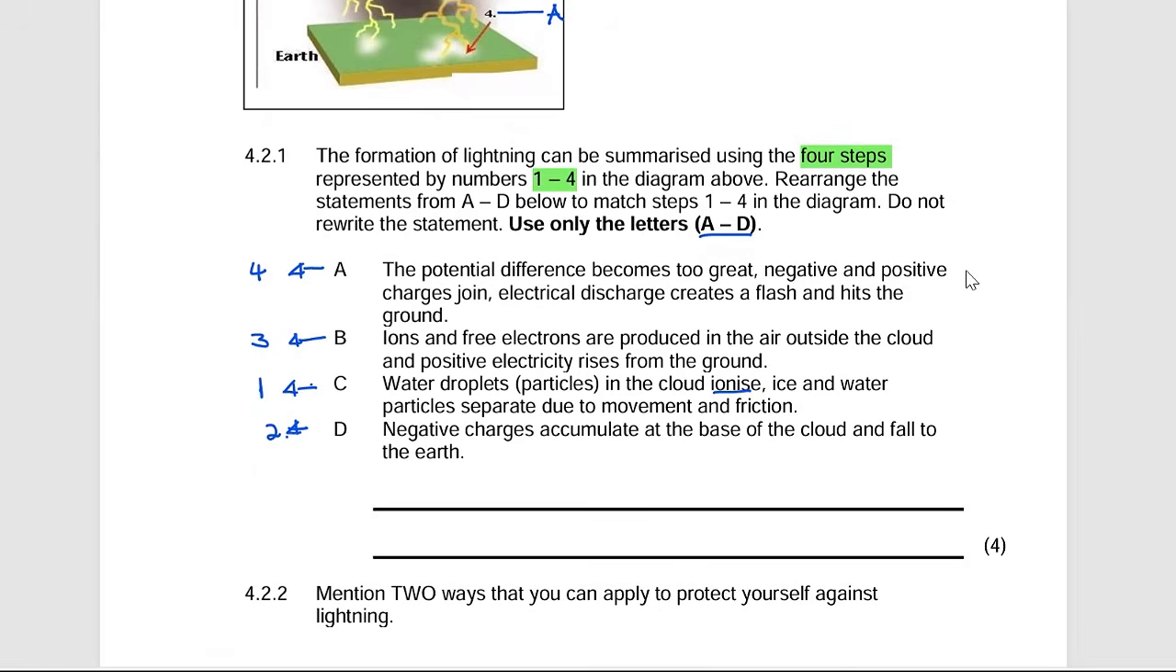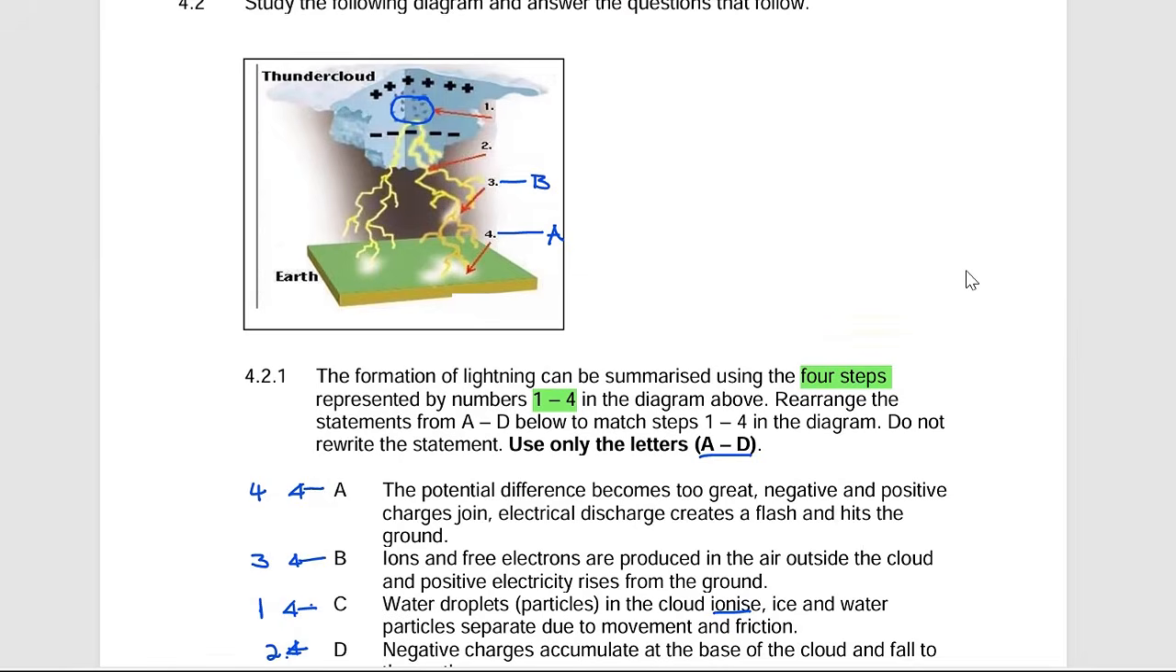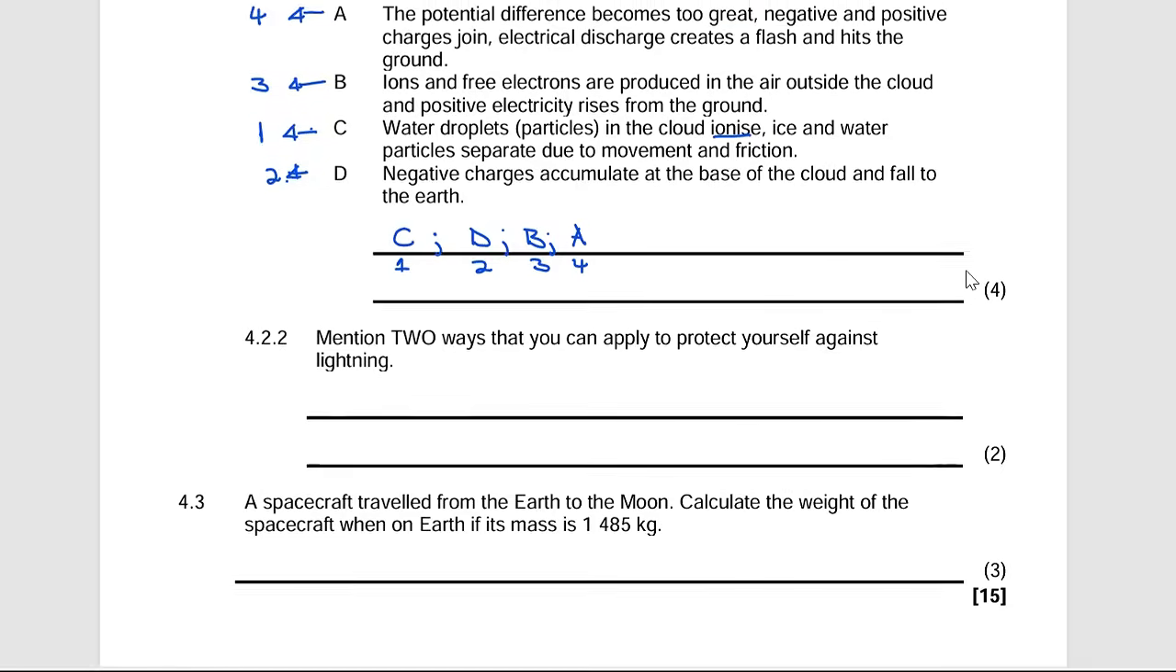So if I was to arrange them in order, the first step, number 1, is going to be option C, followed by option D, which is number 2. Then number 3 is going to be B. Then the last one, number 4, is A. So that's how we attempt that question given in terms of a thunder cloud.